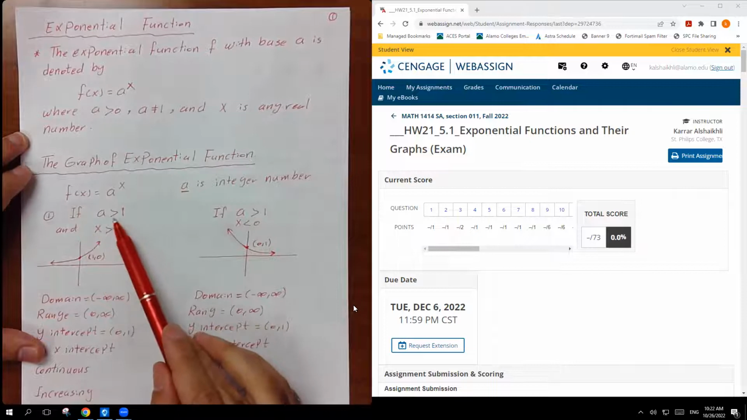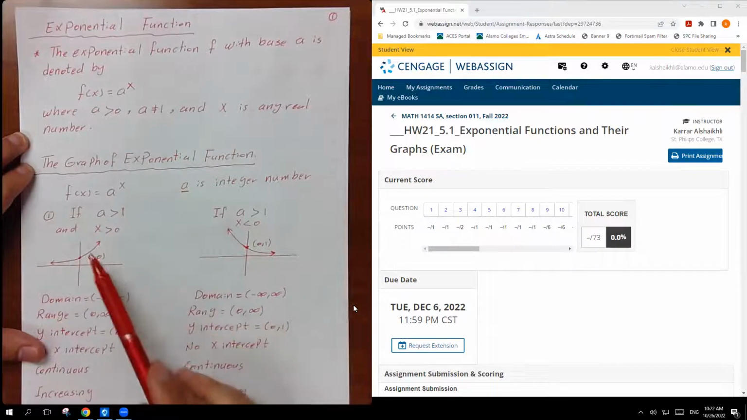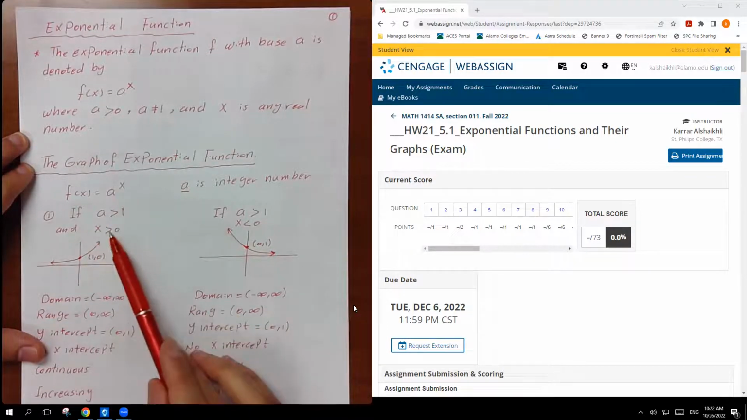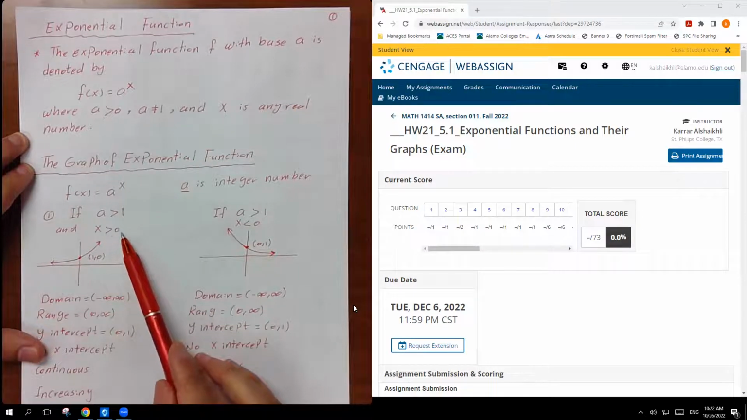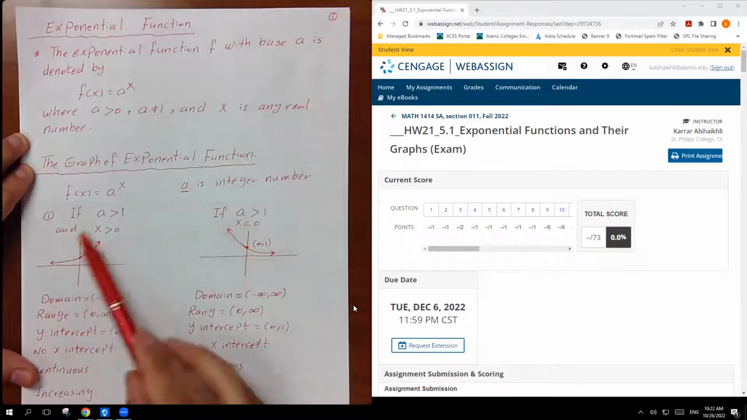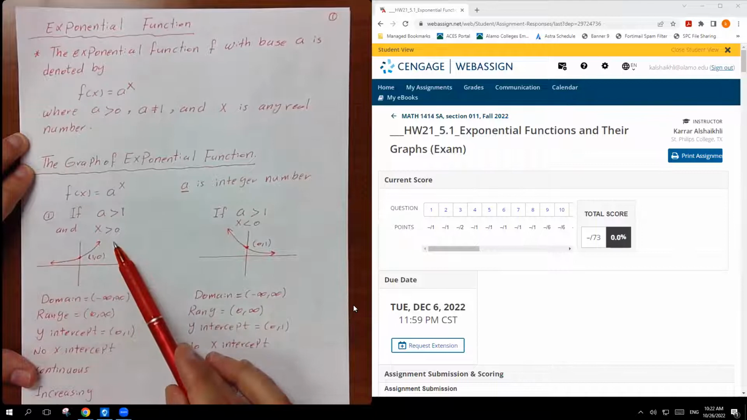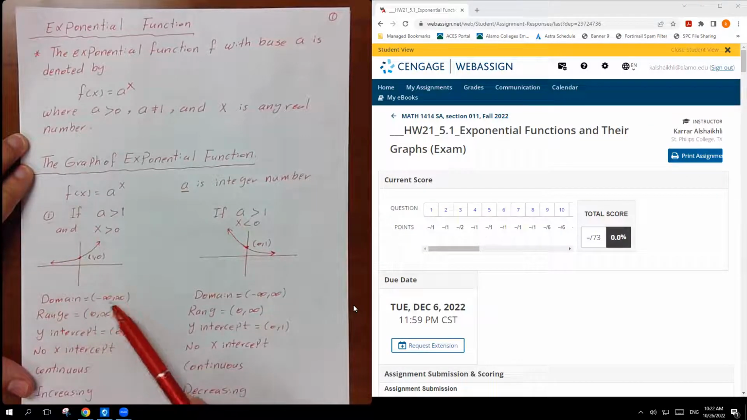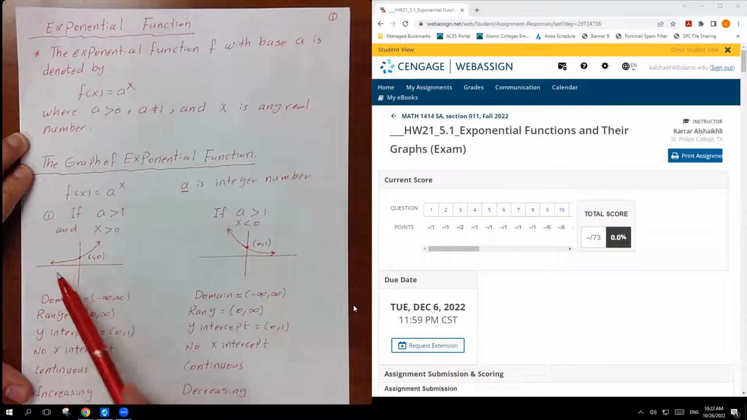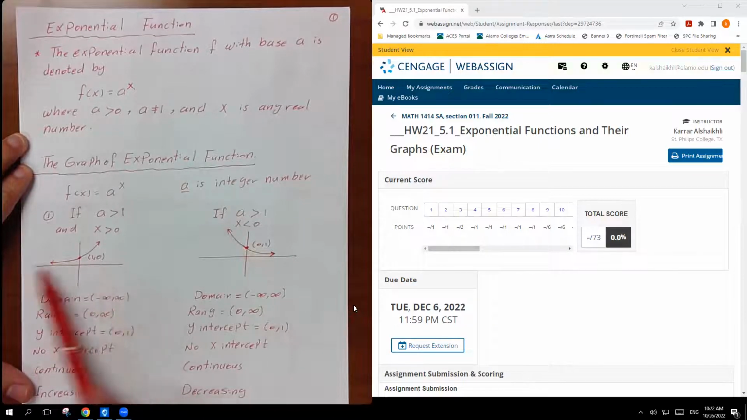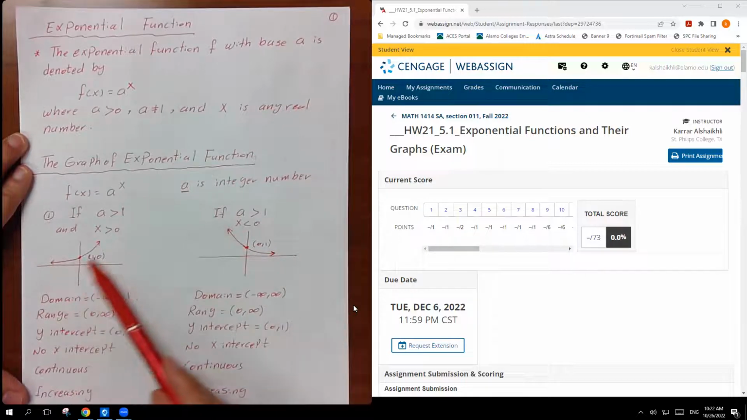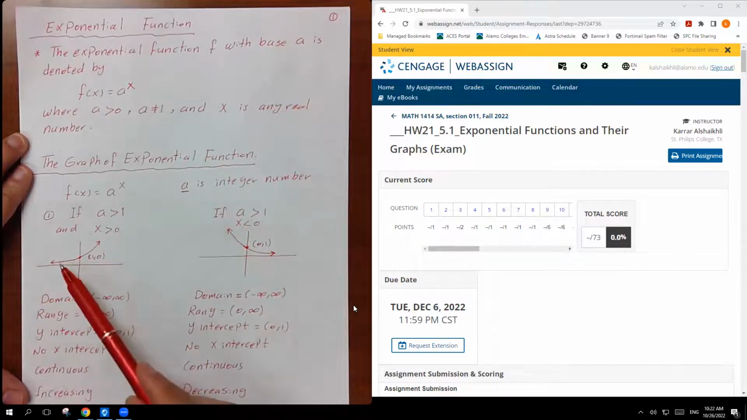If a is greater than 1 and the exponent is greater than 0, that means a positive number, that's how the graph looks. The domain is always negative infinity to positive infinity, the range is from 0 to infinity. The y-intercept is going to be (0, 1). No x-intercept, because the x-intercept is going to be an asymptote. It continues on the entire domain, and the function is increasing.